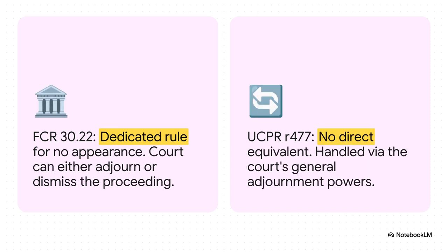Okay, but what if it's even worse? What if nobody shows up? You know, just an empty courtroom. While the UCPR kind of deals with this under its general powers in Rule 477, the federal court gives us a specific, dedicated rule for this exact scenario. It's Rule 30.22, and it's crystal clear. The court can either adjourn the whole thing or just dismiss it. It's a subtle but important difference. Remember, FCR 30.22 is for when the room is empty.